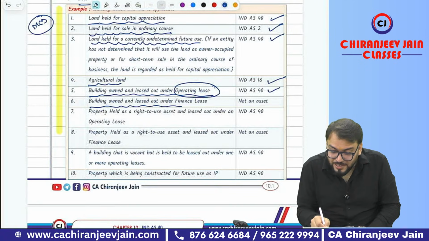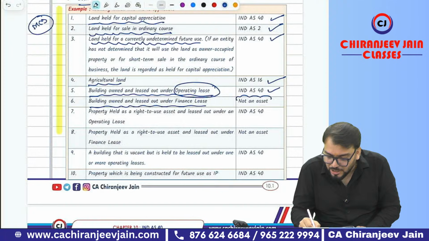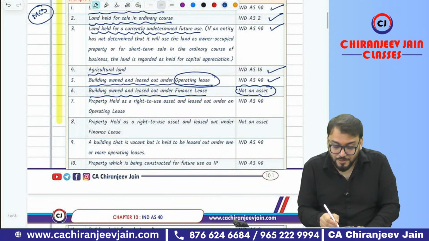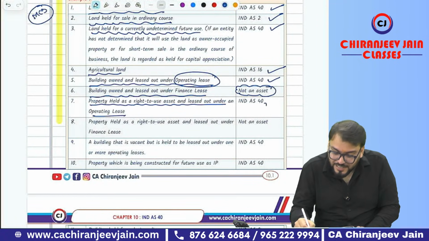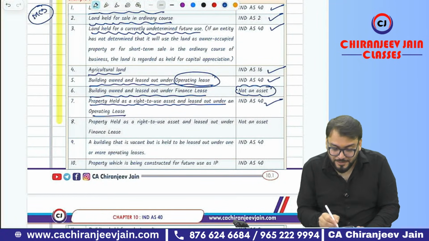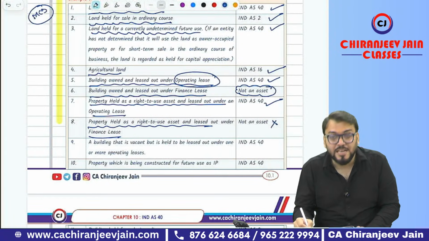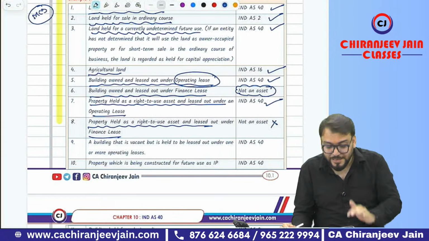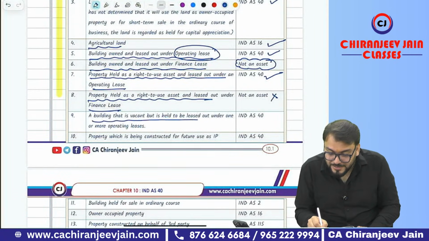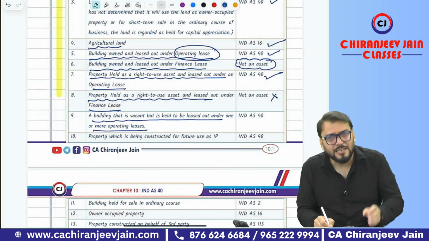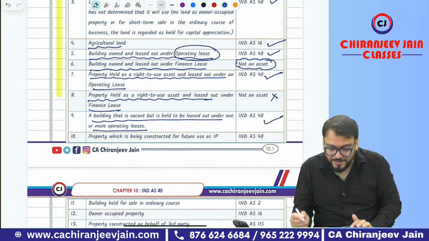Building owned and leased out under finance lease, it is not an asset now because it will be de-recognized. Property held as a ROU asset and leased out under operating lease, once again Ind AS 40, investment property. Property held as ROU asset and leased out under finance lease, not an asset because it will be de-recognized. A building that is vacant but is held to be leased out under one or more operating leases. Right now it is vacant, but in future it will be given on operating lease, Ind AS 40.